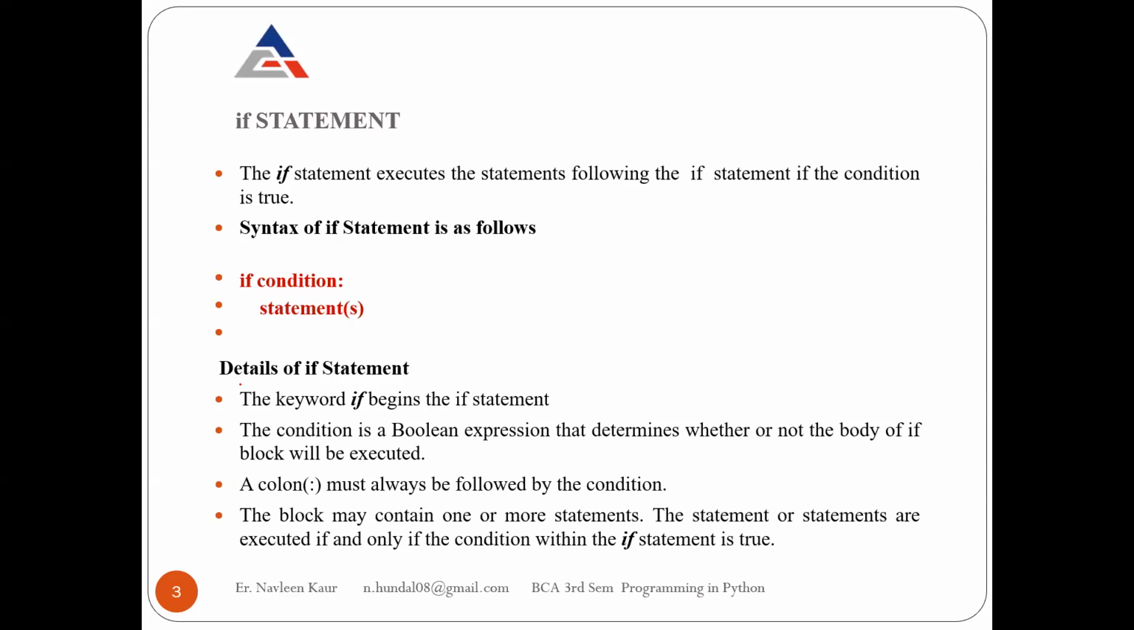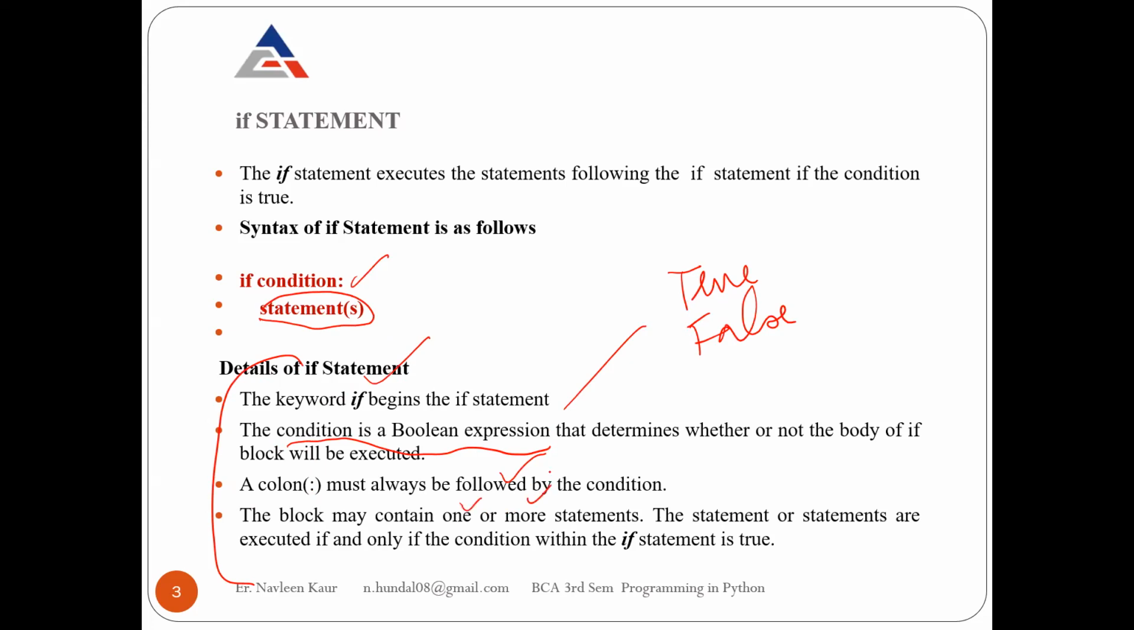I have explained this thoroughly already, that if is used to begin the if statement. Now condition is a Boolean expression. Why? I told you that because its output is always true or false. That's why it's a Boolean expression. And this colon must always be followed by the condition. It means it should always come after your condition. And the body of your if can contain one or more statements.